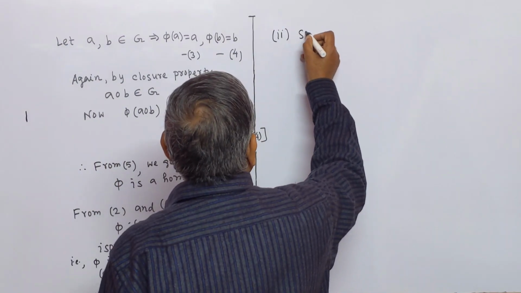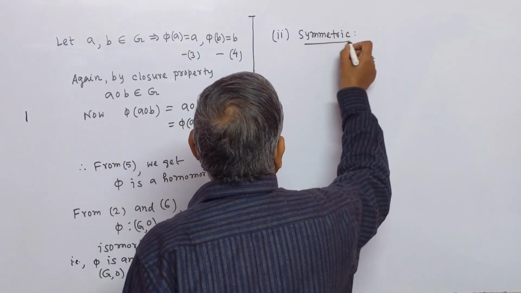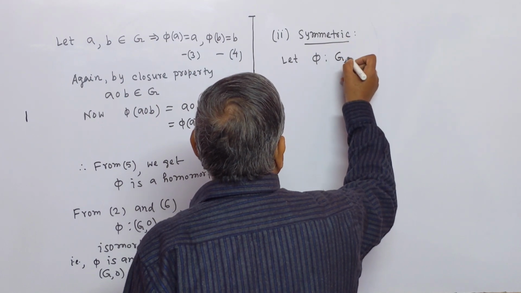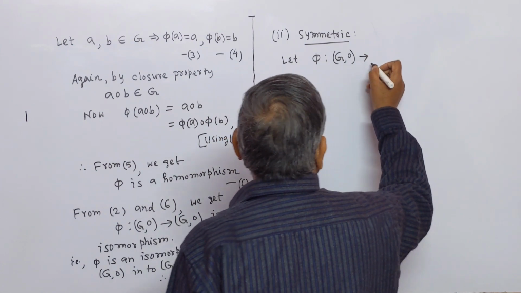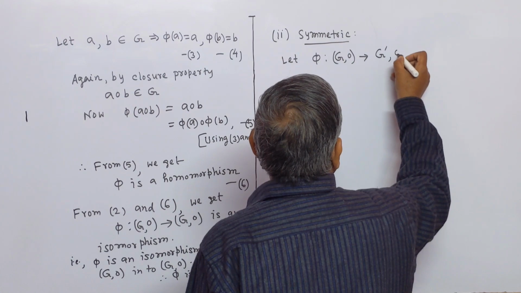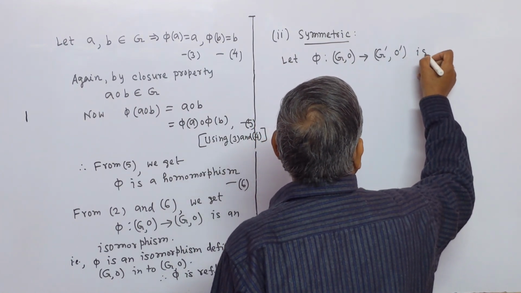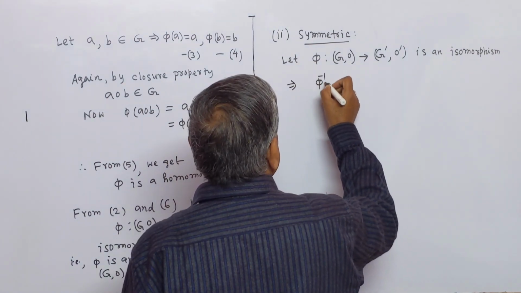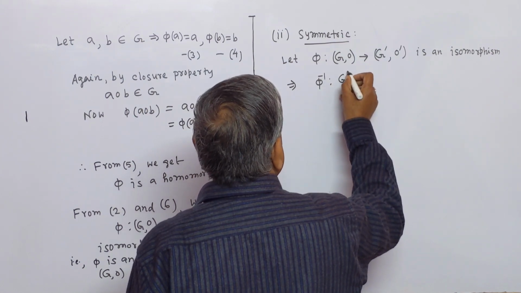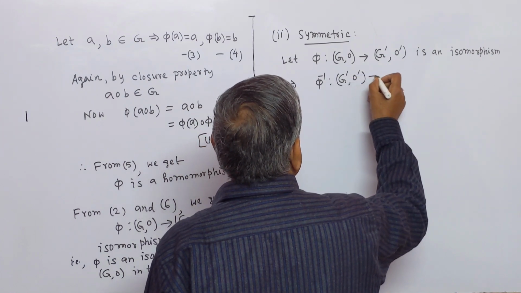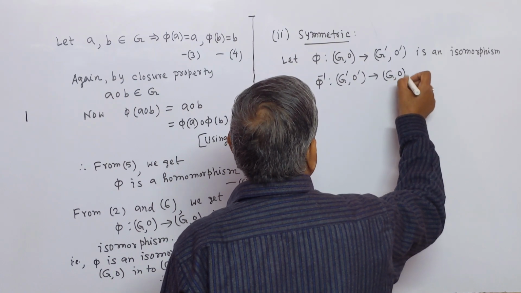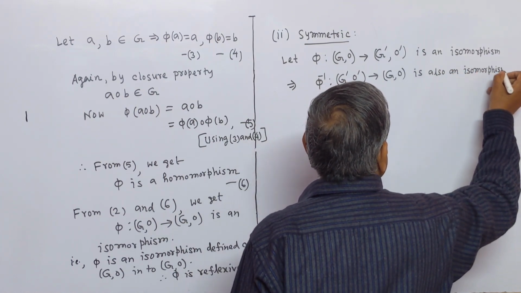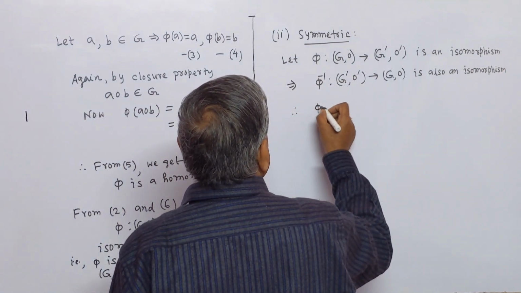Number 2, symmetric. Let phi defined on group G with given binary operation O into G prime with given binary operation O prime be an isomorphism. This implies that phi inverse defined on G prime with binary operation O prime into group G with binary operation O is also an isomorphism. Therefore, phi is symmetric.